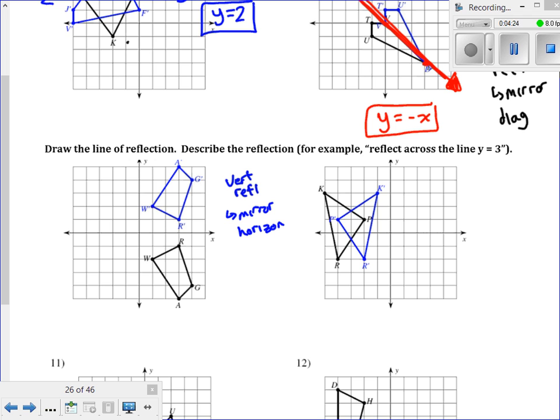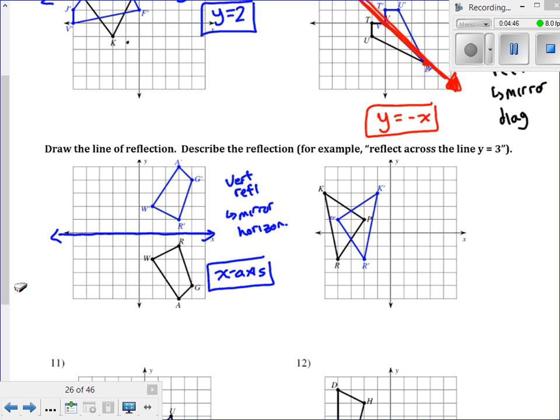Now this one is probably a little bit easier to see. We can see R is one below the axis. R prime is one above the axis. Well, that tells me something right there. That tells me the x-axis is the actual mirror. So there's our line of reflection, and we've reflected over the x-axis.